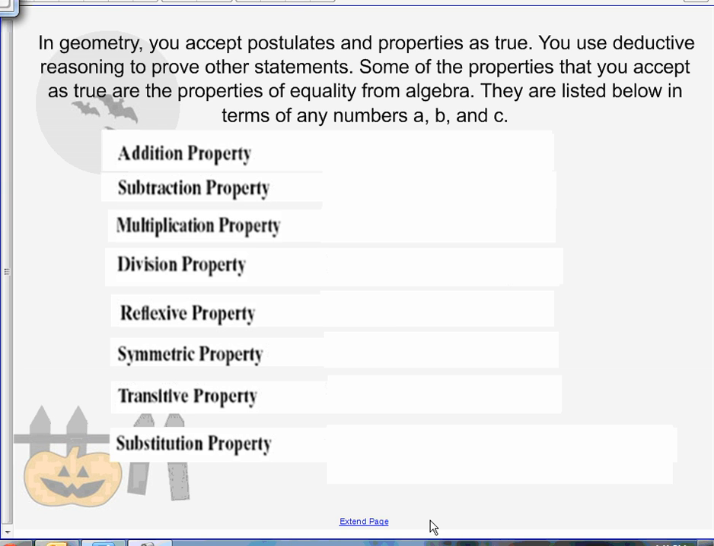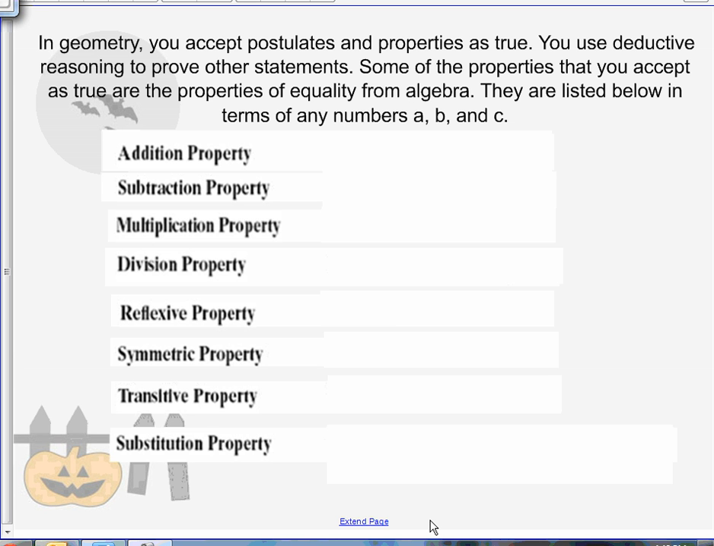Alright, today we are going to be talking about some algebraic properties that you have already learned in algebra and in pre-algebra, but we're just going to review them for geometry because they are really good and often do coincide with proofs or postulates that you will be learning about later on.